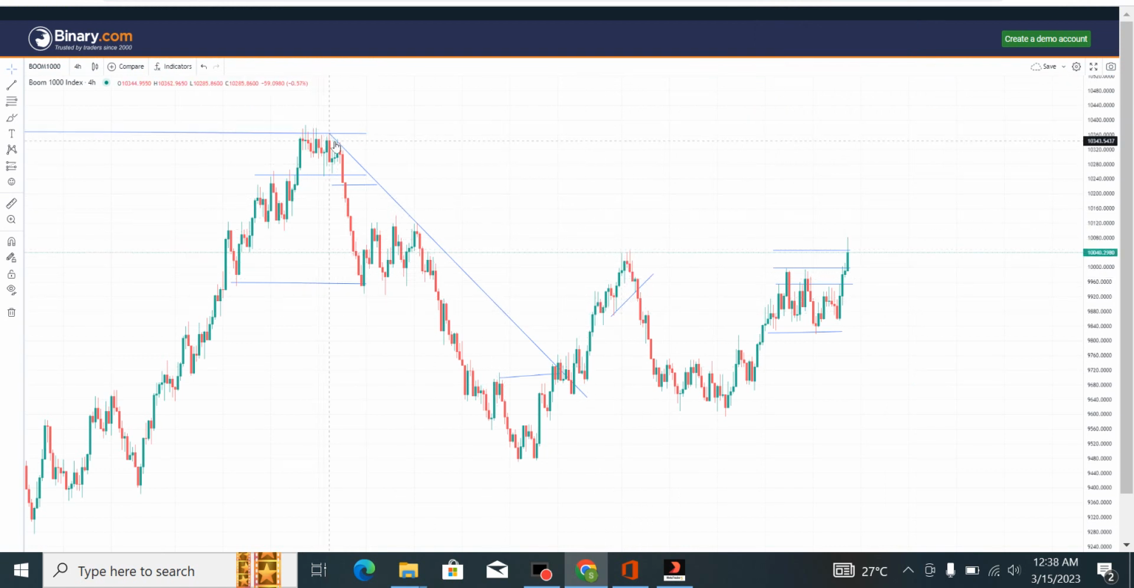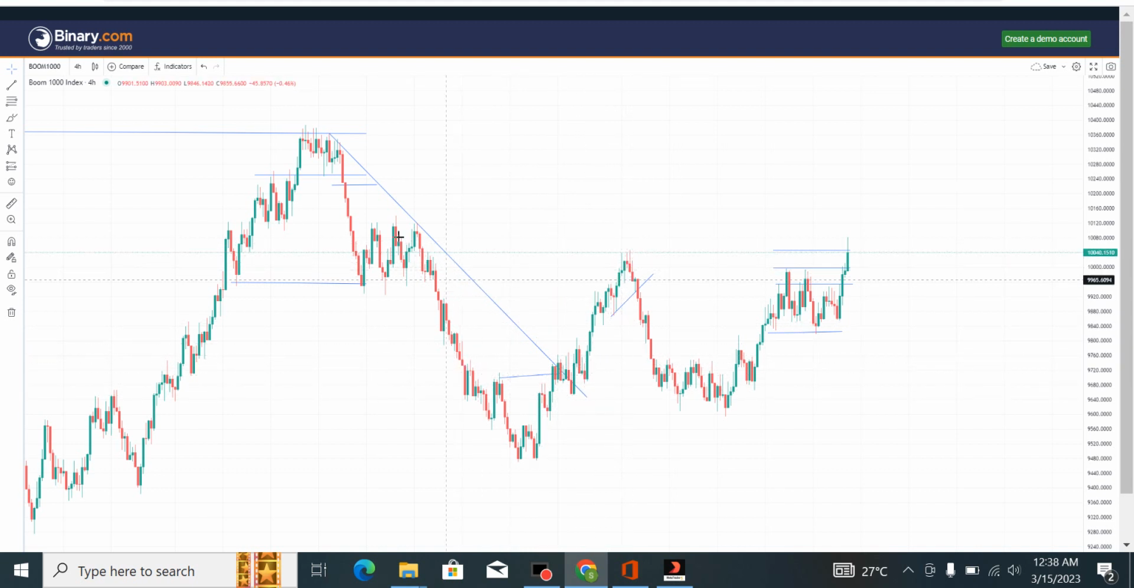Okay, you can see I drew out this trend line yesterday, and of course I told you that once it breaks out above this, then definitely it should go up. It should buy for a very long time, and it's happened that way.